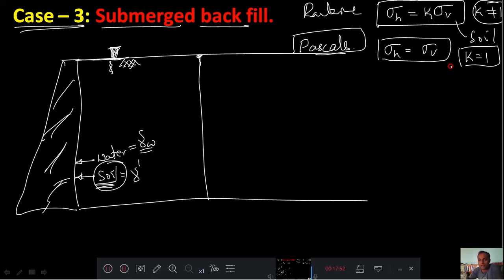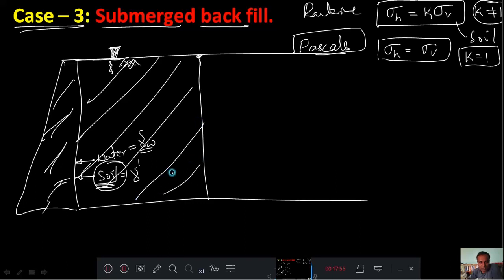Understood? Now look here, this soil, whatever the soil is here, consists of both. Water is also there and soil is also there, both are there. Then the question comes whether I have to follow Rankine because of the soil, then I have to consider K not equal to 1 and go ahead, or whether I have to consider Pascal because there is water and I can go ahead with K equal to 1.